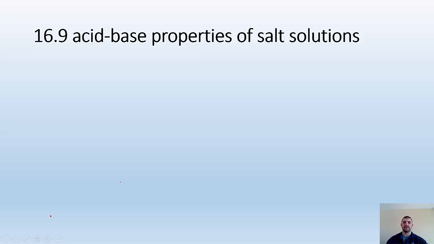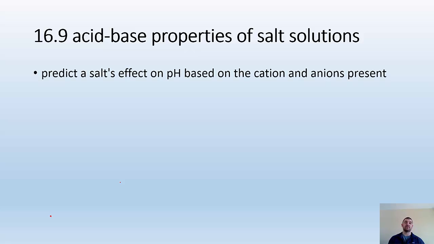Mr. Donnie here once again, this time looking at 16.9, acid-base properties of salt solutions. So our objectives are to be able to predict the salt's effect on pH based on the cation and anions present. Believe it or not, salts can affect the pH, and we're going to talk about that.